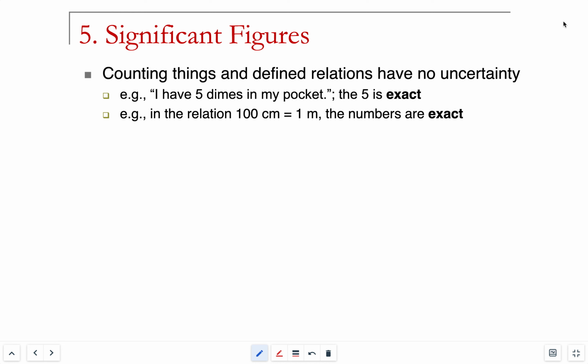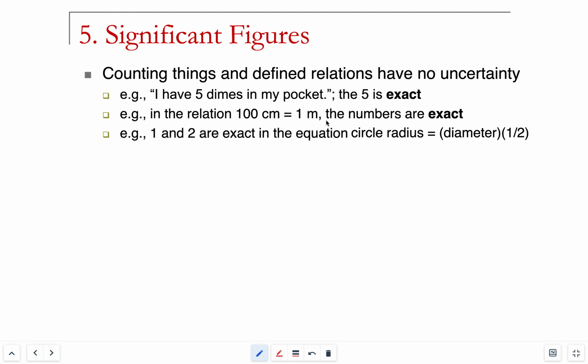Also, relations that are well defined, for example, the C here stands for centi, which means 1 divided by 100. So that's an exact definition. So 100 centimeters exactly equals 1 meter. In that case, the 100 and the 1, these numbers, we do not think about them in terms of significant figures. We just say that there is no uncertainty in that relation.